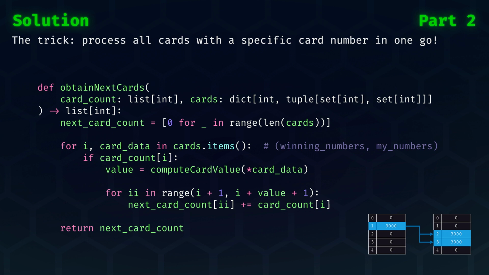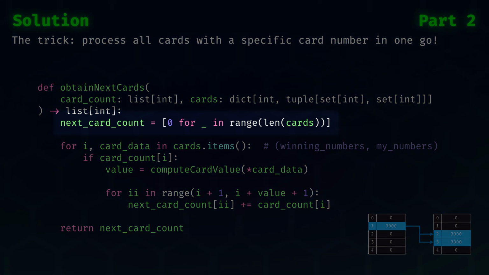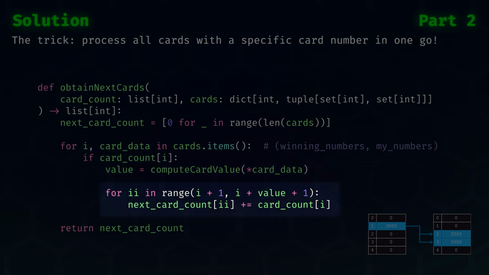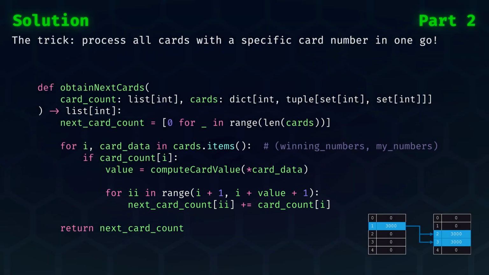The function itself then initializes new card count to be 0 for every card ID. Then, for every card in our dictionary, we check, based on the ID of a card, if we have any cards. The value can be computed then once, regardless of how many cards we have with that ID, and we update the next card count list accordingly. The range for updating is of course starting from I+1 up to I+1 plus the value that we computed. If this value was 0, then the range is 0.